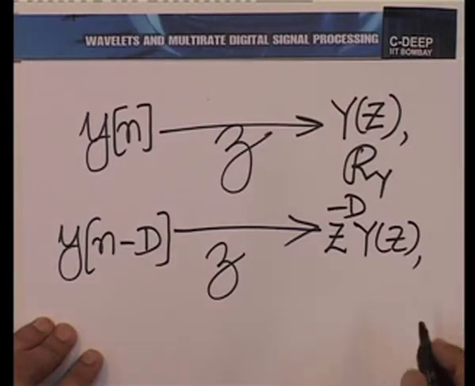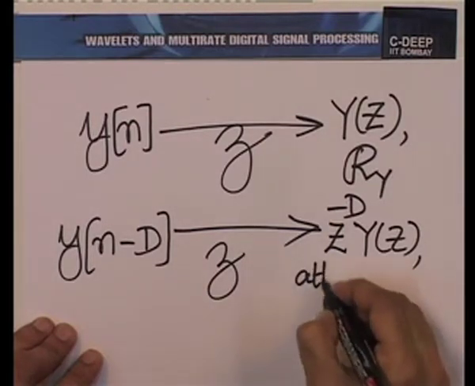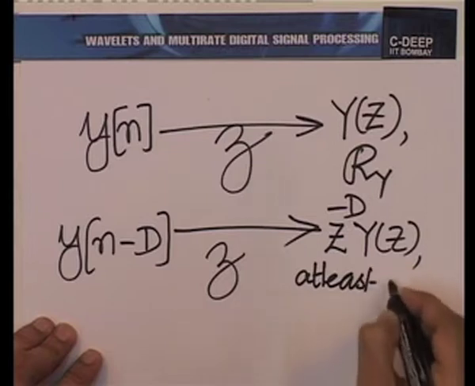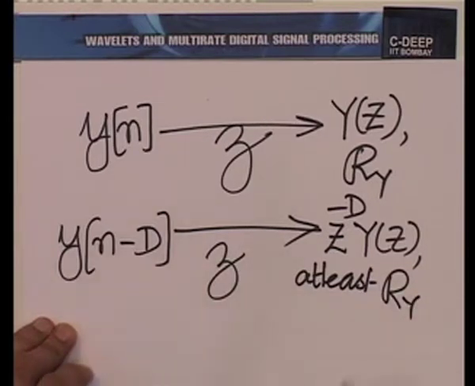and the region of convergence is at least R_y, if not more. Sometimes the region of convergence might expand a little beyond R_y.